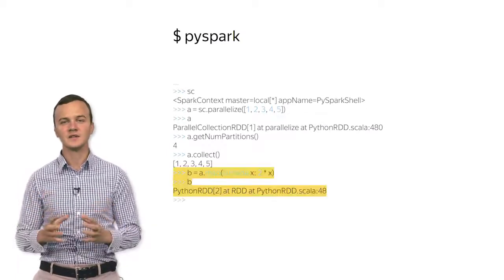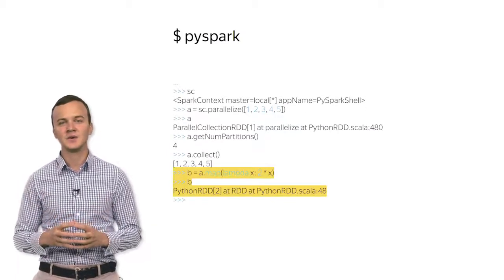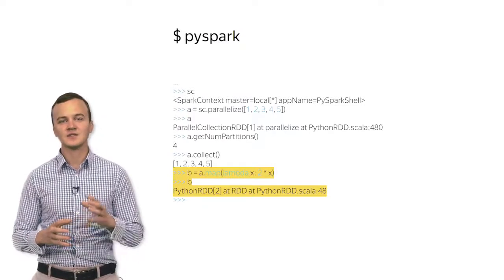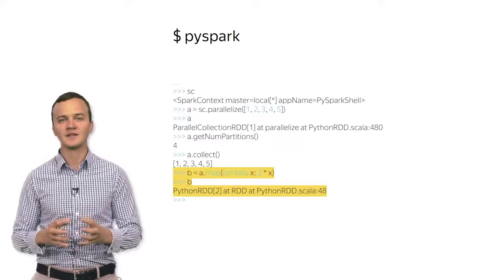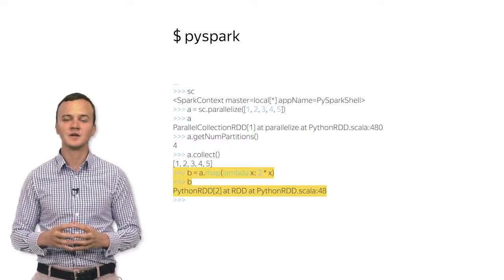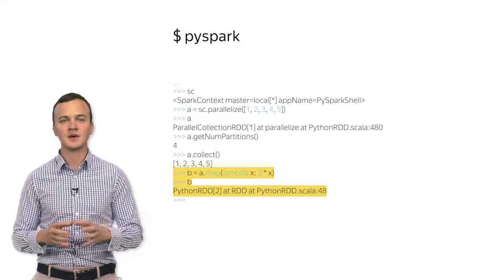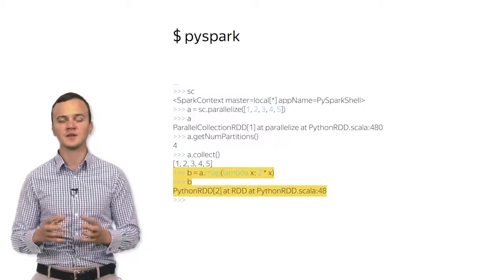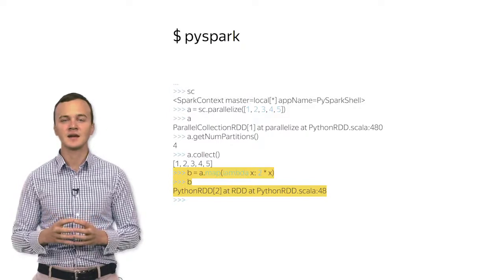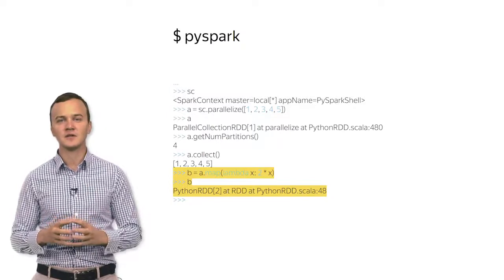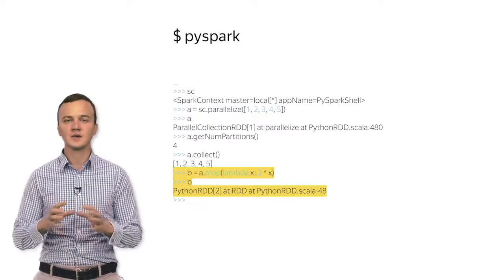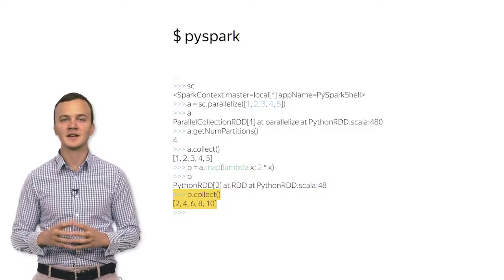To complete this example, let me show you how to apply transformations. As I said, transformations are methods of an RDD object. So I invoke the map method and pass the lambda function which doubles the input number. Again, note that the result of the transformation is an RDD. To compute the actual transformed dataset, I have to invoke the action once again.